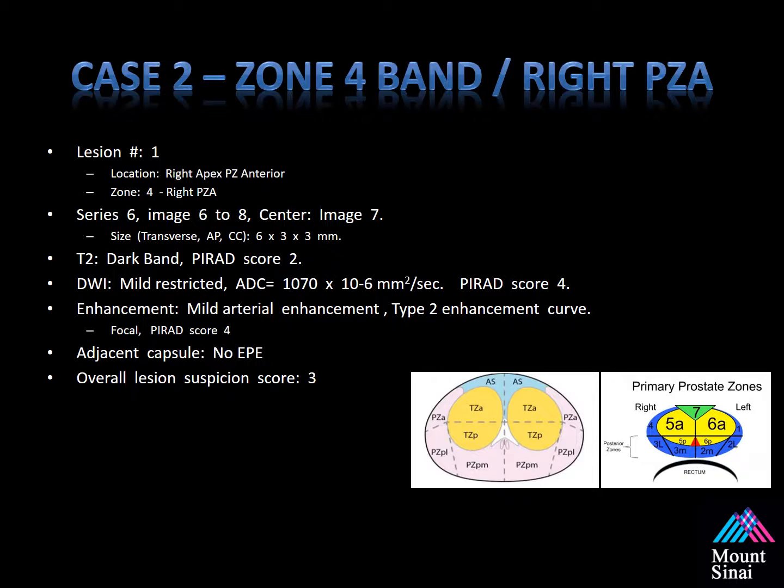In summary, this lesion is located in the right apex peripheral zone anterior, and it was centered at image 7. See the T2, the diffusion weighted, and the enhancement findings? This concise report allows us to create an overall score. The overall suspicion for this lesion was a 3 out of 5 due to its small size. It was 6 by 3 by 3 millimeters.